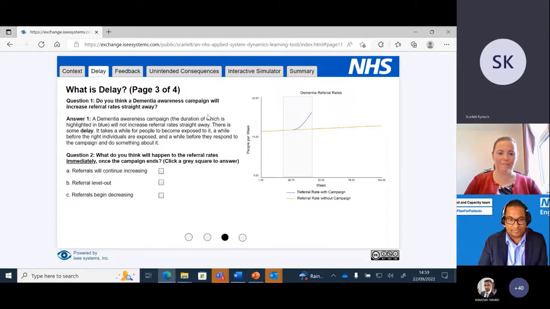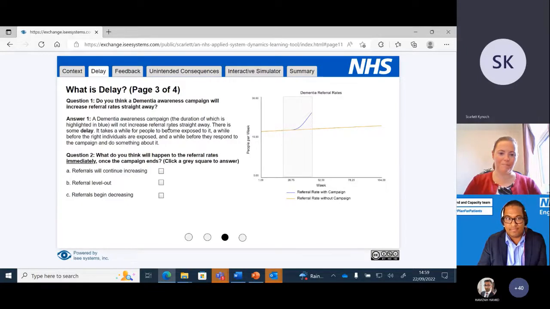The reason this can be is it does take a while for people to become exposed to awareness campaigns, and also a while before the right individuals are exposed, and also a while before they respond to the campaign and do something about it. So you've got many different barriers that people might have to deal with themselves to take the action and actually respond to it. So there is always a little bit of delay.